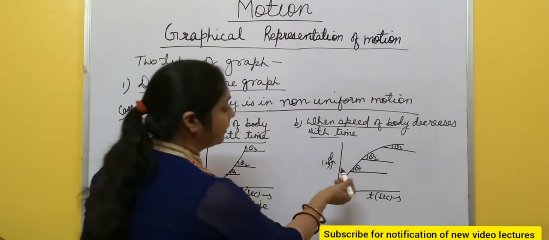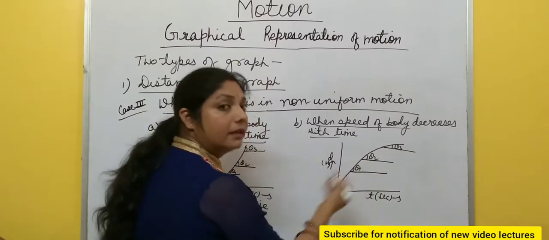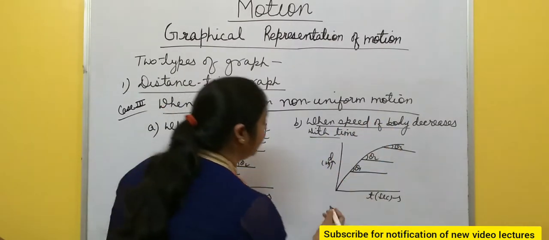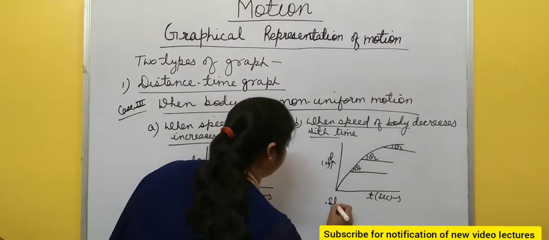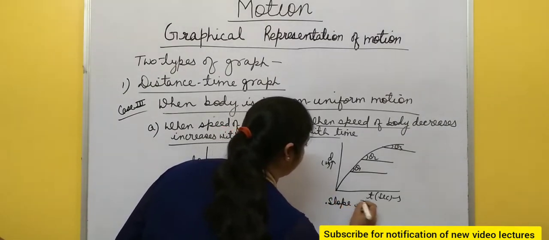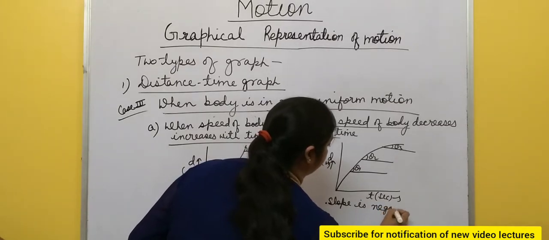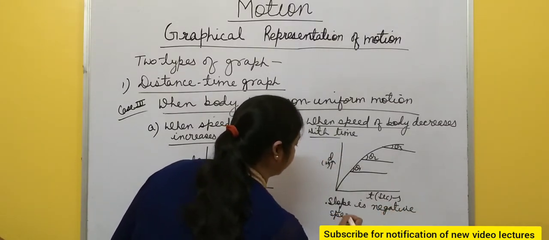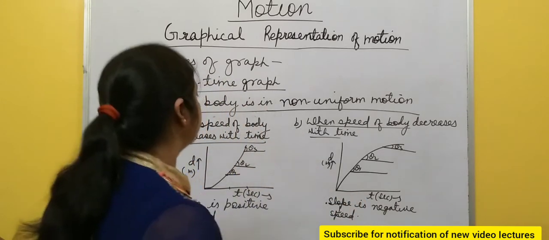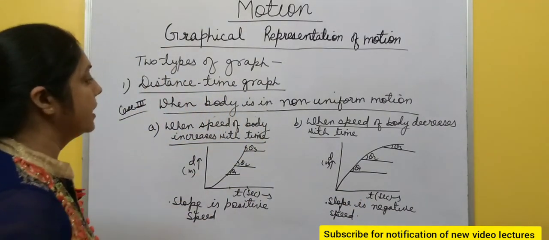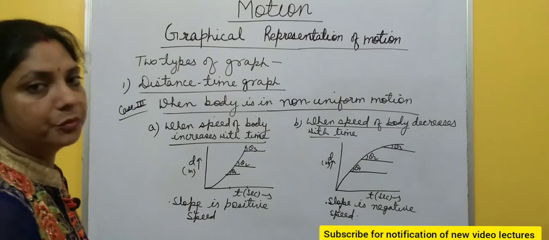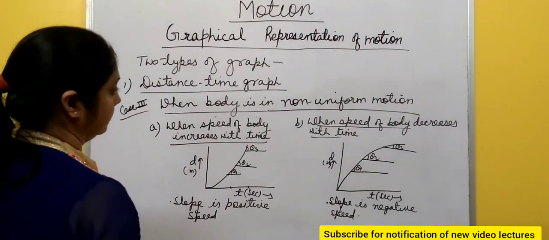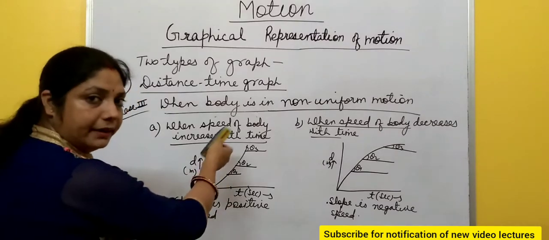But here this slope is negative, in this case when the speed of body decreases with time. Here slope is negative. It means what? Slope means speed. The speed decreases with time. So these are the two cases in case of non-uniform motion. Write down. After this, pause it and write down first.